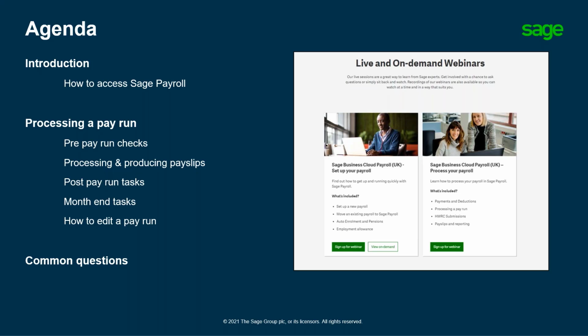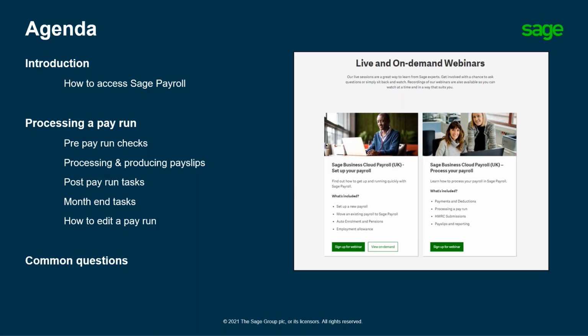So let's take a look at what we're going to cover in today's webinar. We will remind you how to access the payroll and show you around the software in a little bit more detail. So we'll take you on a bit of a tour of Sage Payroll. We'll show you how to prepare before you start to process your payroll, and then move on to the 4-step process of actually running your payroll, completing the payroll, and we'll include things like producing payslips and reports as well.